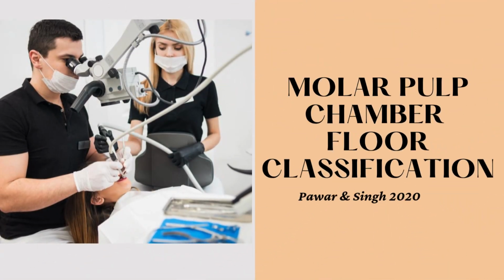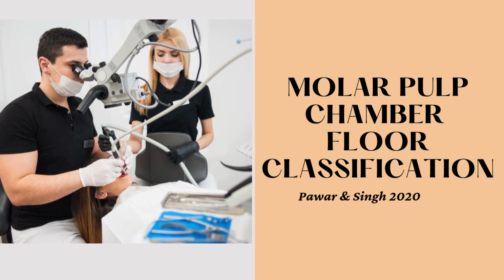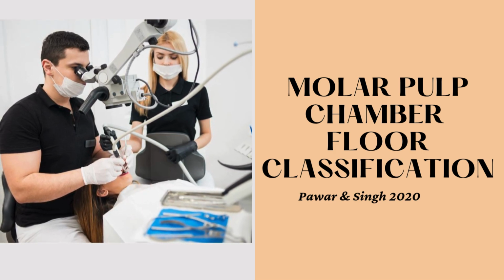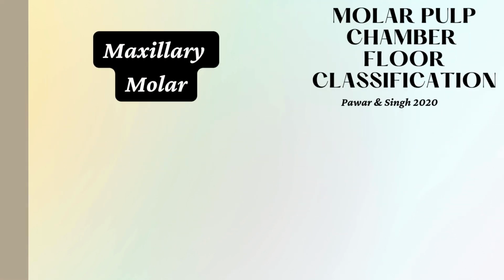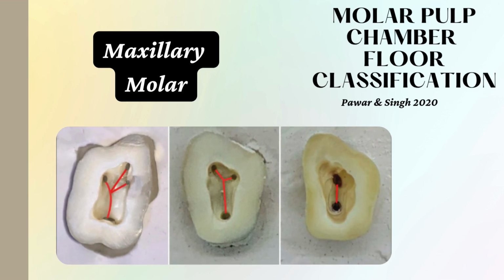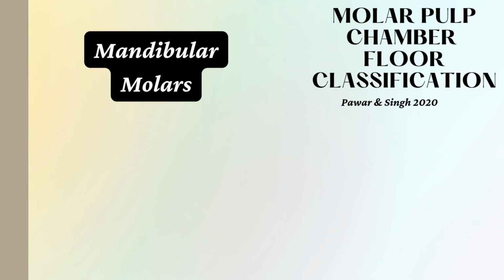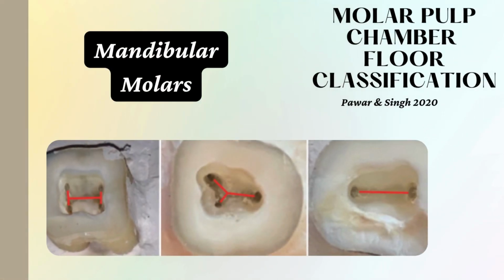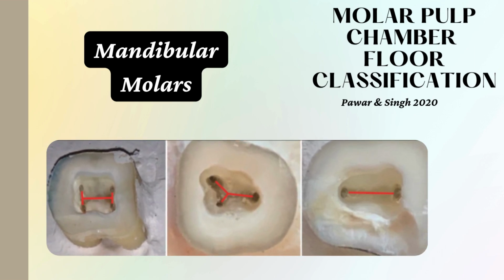The latest classification of pulp chamber floor anatomy in molars, proposed by Pawar and Singh in 2020, describes the shape of the pulp chamber floor based upon the arrangement and the number of canal orifices, where it is assigned a letter code. For maxillary molar, the classification is K for 4 canals, Y for 3 canals, and I for 2 canals, whereas in mandibular molar, the classification is H for 4 canals, Y for 3 canals, and I for 2 canals.